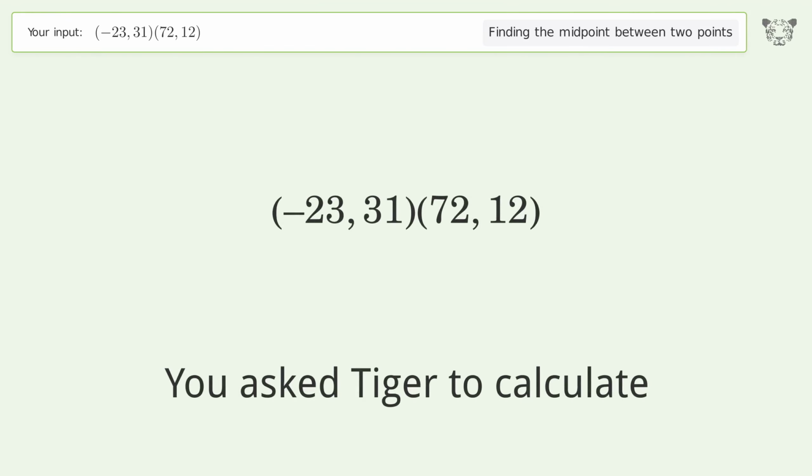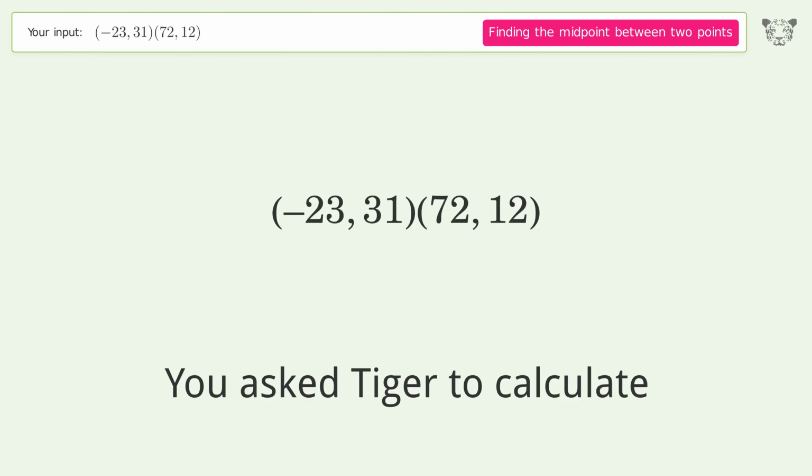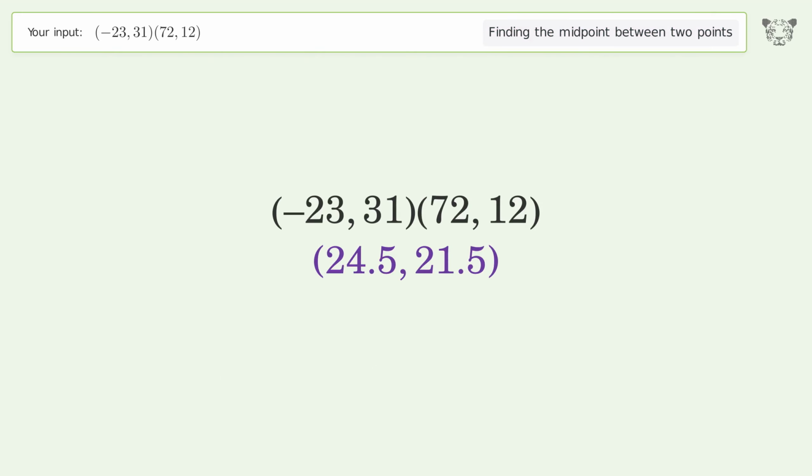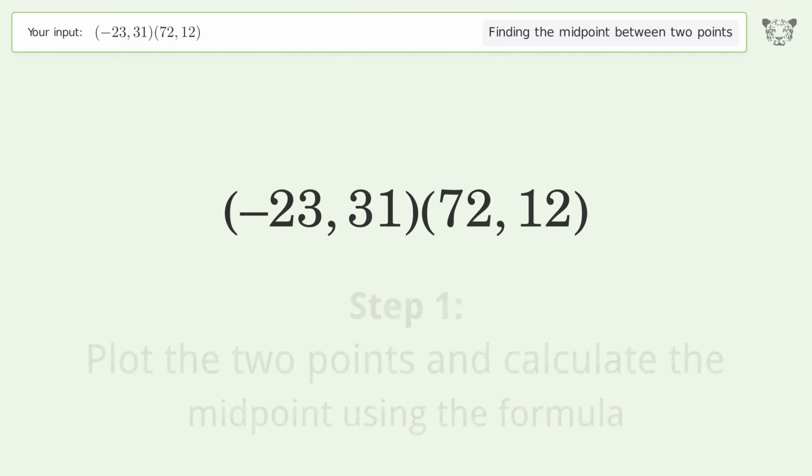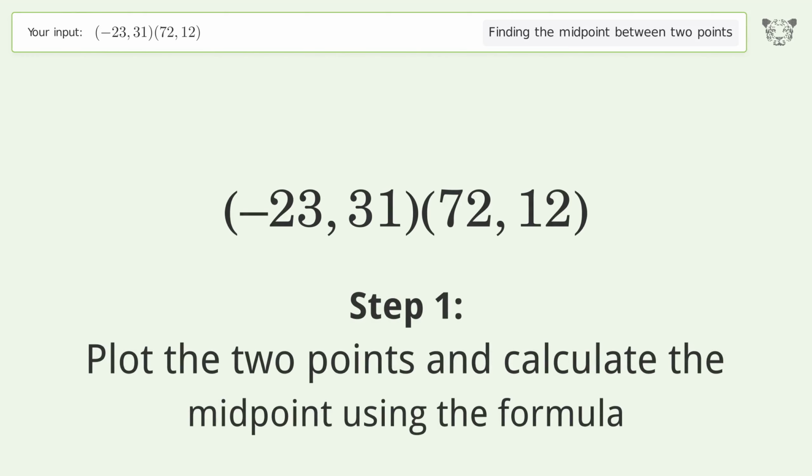You ask Tiger to calculate. This deals with finding the midpoint between 2 points. The midpoint between the 2 points is 24.5, 21.5. Let's solve it step by step. Plot the 2 points and calculate the midpoint using the formula.